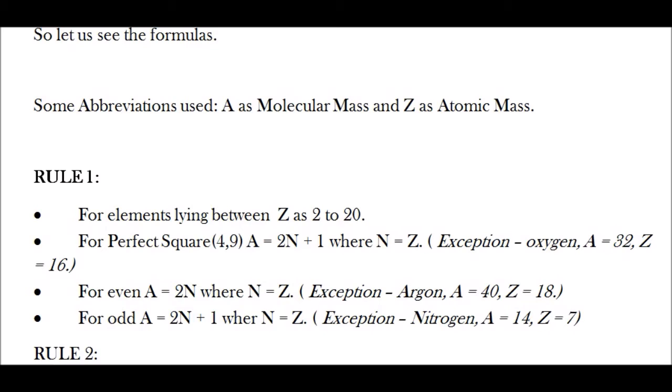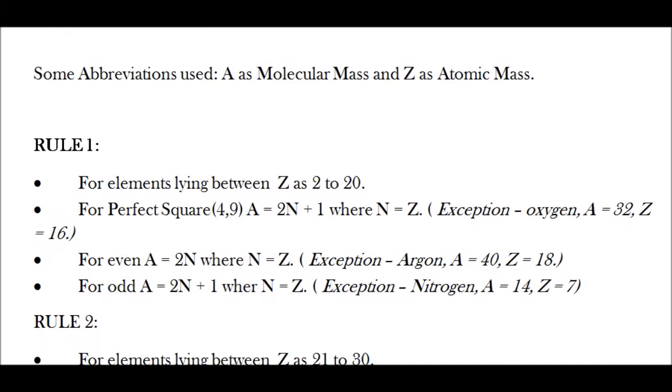So let's take an example of an even atomic number, that is 6, carbon, and molecular mass is 6 into 2, that's 12. For an odd number, let's take the example of boron, which has an atomic number of 5. 5 into 2 is 10, 10 plus 1 is 11, and yes, boron has molecular mass 11. So let's go to rule number 2.